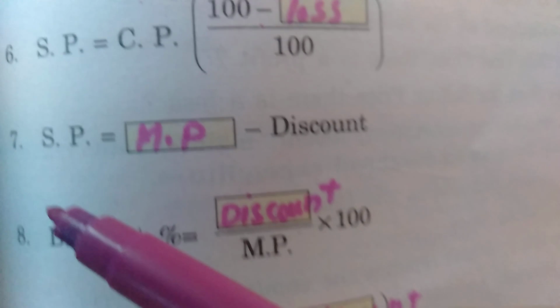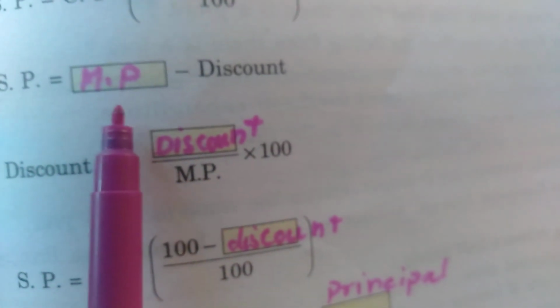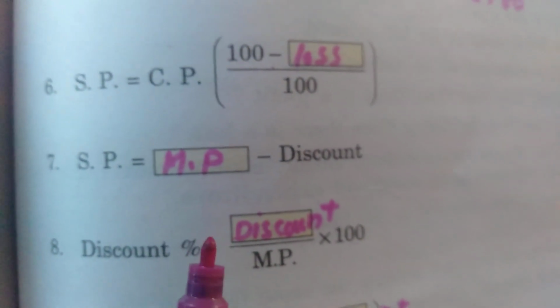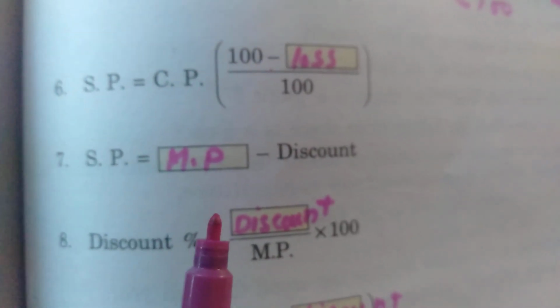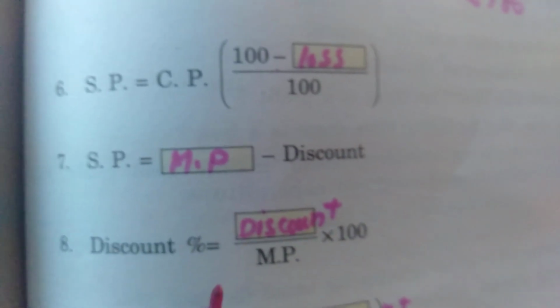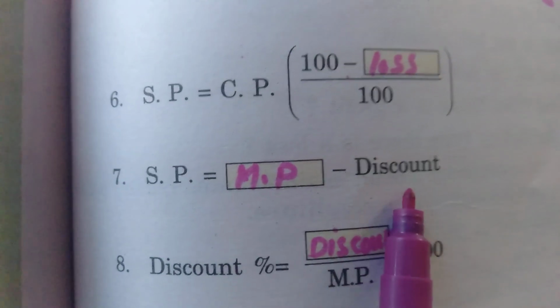The next question is SP is equals to market price minus discount. SP is always calculated on market price, whatever is written in the objects, in the articles, that minus discount given. So selling price is calculated as market price minus the discount.